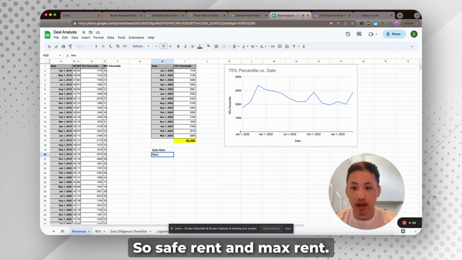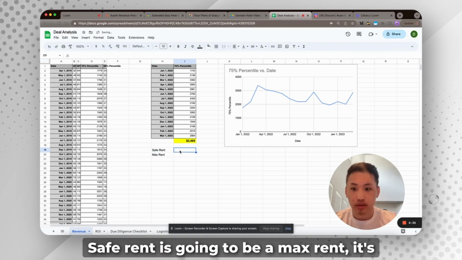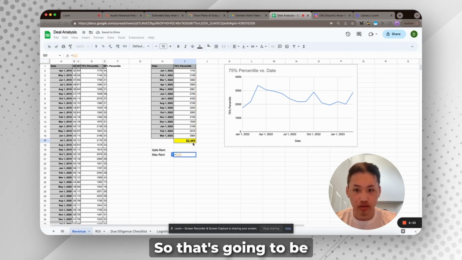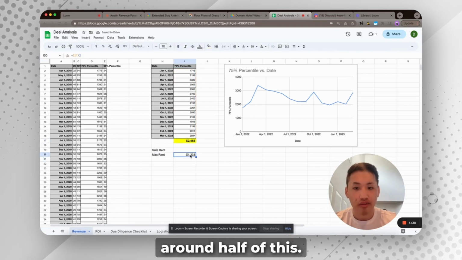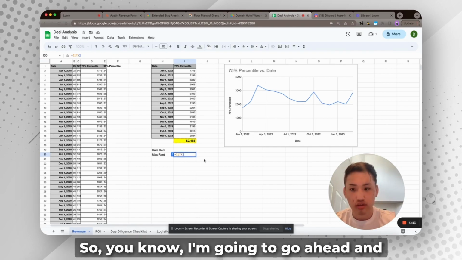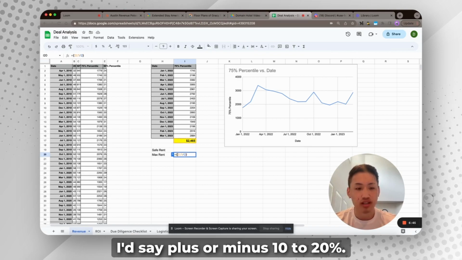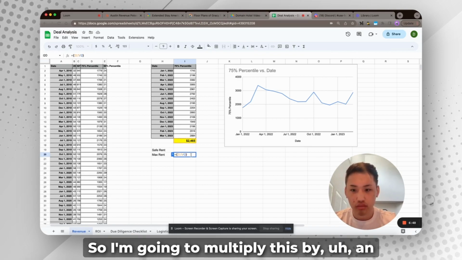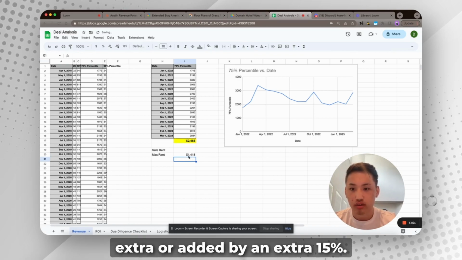So safe rent and max rent, okay? Max rent is just like the max that you should pay. So that's going to be around half of this. Now, if it's a little bit over, that's fine. You can do plus or minus 10%. So I'd say plus or minus 10 to 20%. Let's call it 15. So I'm going to multiply this by an extra 15%.